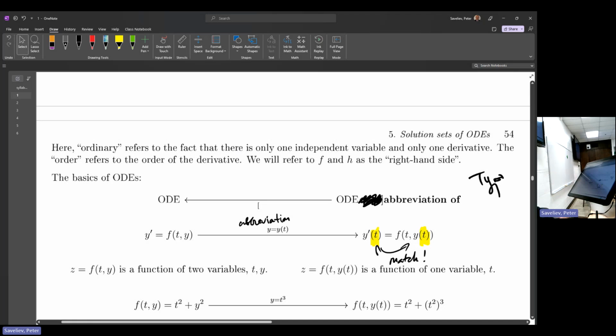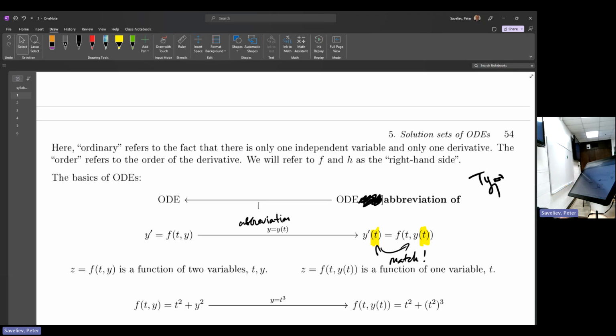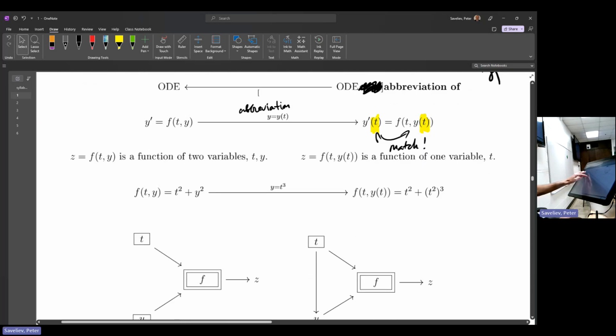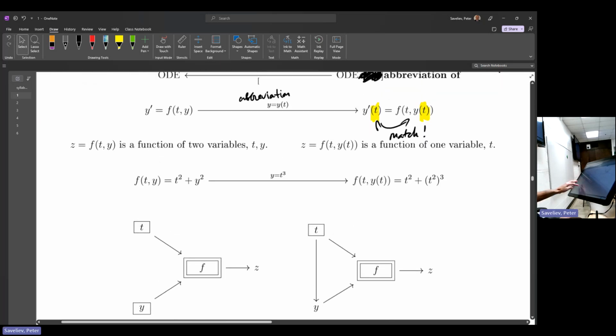Once again, if the right hand side is t squared plus y squared, I replace y with t squared. It's a substitution after all, so I end up with a function of a single variable, and that is the function that I work to match with when I am doing a substitution to verify a solution. Okay, so that might come up. Okay, so this is roughly what I was talking about.